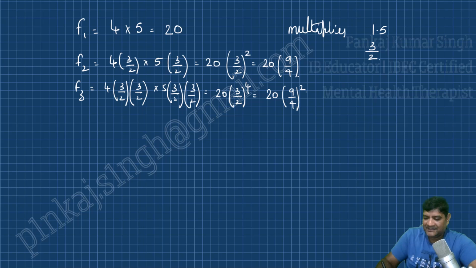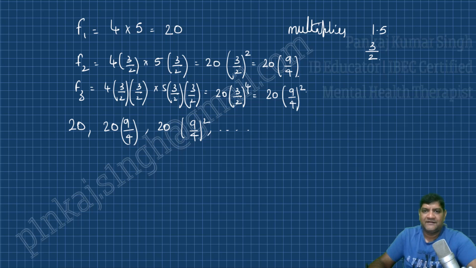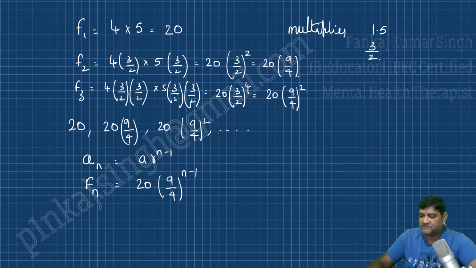So likewise, you can see that this is following a GP. The first term of the GP is 20, and then the second term of the GP is 20 into 9 by 4, and then we have 20 into 9 by 4 squared, and this continues. So I can use the nth term of a GP formula and say an is equal to a r to the power of n minus 1. Here the common ratio is 9 by 4, and therefore this is 20 multiplied with 9 by 4 to the power of n minus 1, and that's going to be your Fn, picture frame Fn.